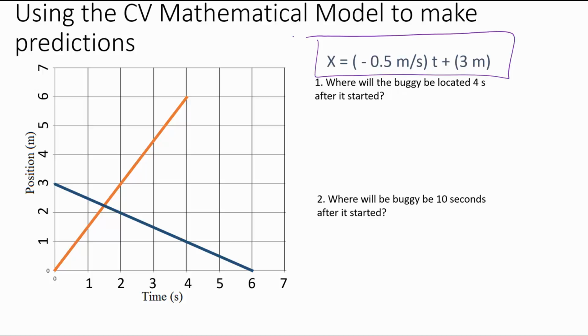All right, so let's try solving these together. Where will the buggy be located 4 seconds after it started? It started here at 0 time when the stopwatch started, and here it's at 4. We go ahead and follow that up, and we could always estimate that and say, yeah, that looks like about 1 meter. But let's go ahead and plug in the equation.